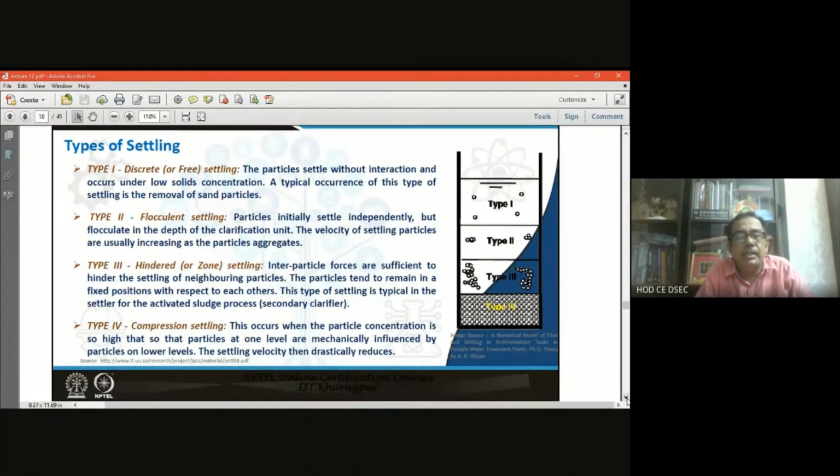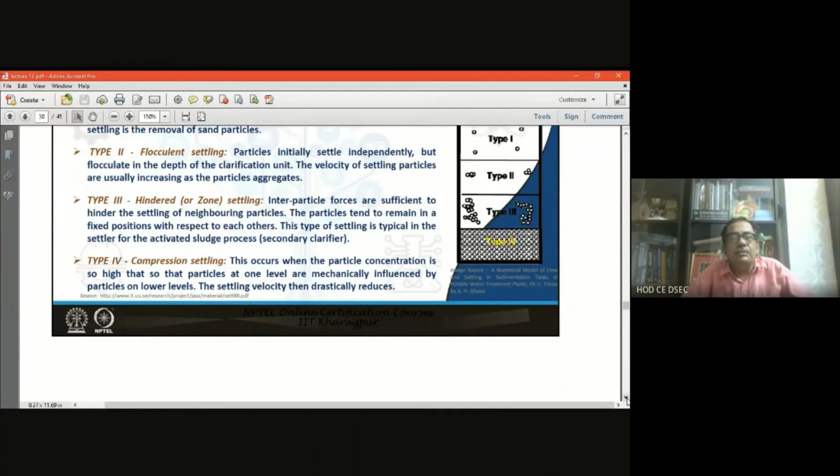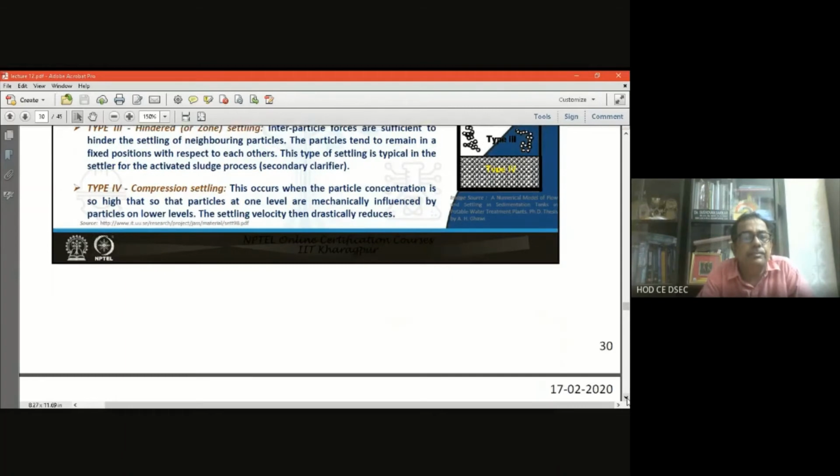What is hindered settling? The interparticle forces are sufficient to hinder the settling of neighboring particles. The particles tend to remain in fixed positions with respect to each other. This type of settling is typical in the settler for the activated sludge process, which is a secondary clarifier, that I will not discuss over here because that is a biological process. So that will be discussed in wastewater treatment, not water treatment.